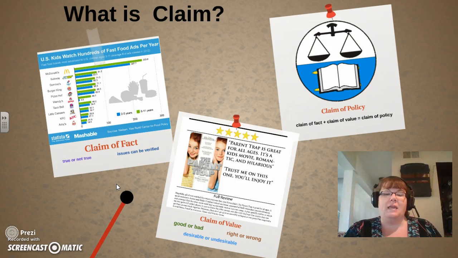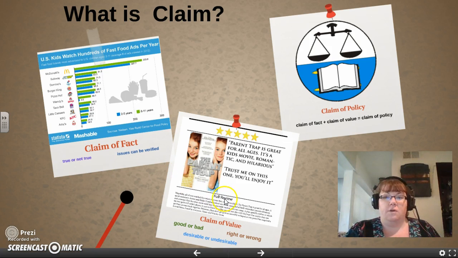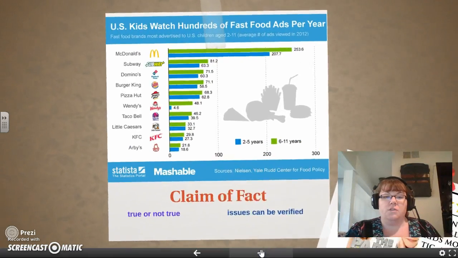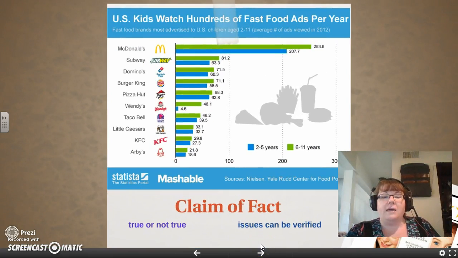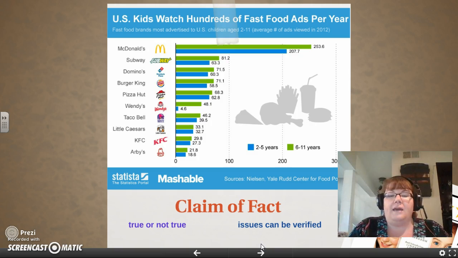Now we have three main aspects that we're going to look at today. We have this idea of claim of fact, claim of value, and claim of policy. Now, first of all, let's look at the claim of fact. Claim of fact is this idea of looking at, is the issue true or is it not true, and can the issue be verified?